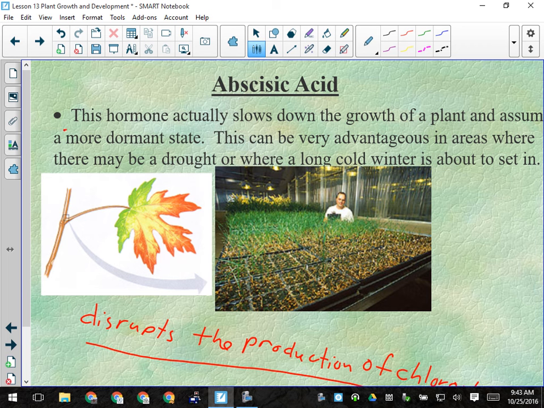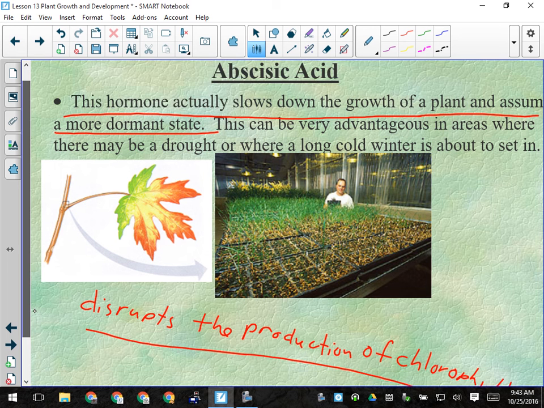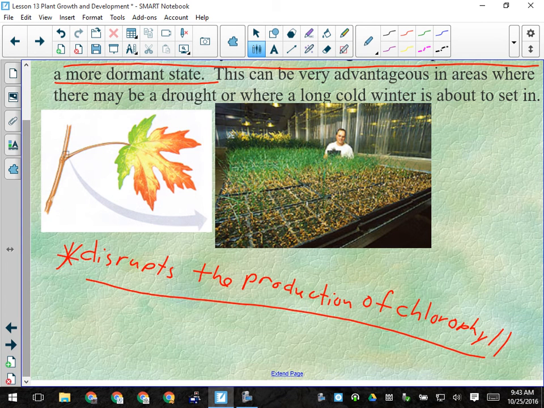So this hormone slows down the growth of a plant and makes it assume a more dormant state. And make sure, guys, that you star this as well. That is the mechanism that does that. It disrupts the production of chlorophyll.